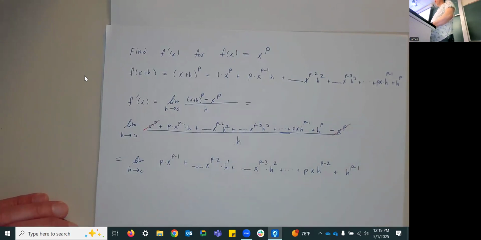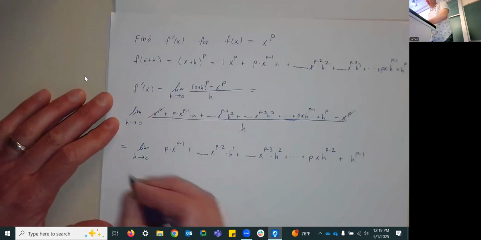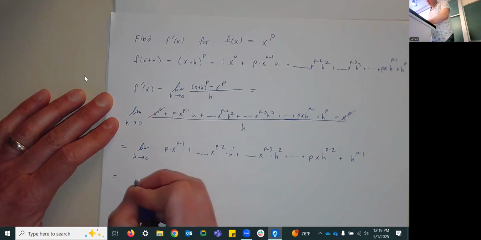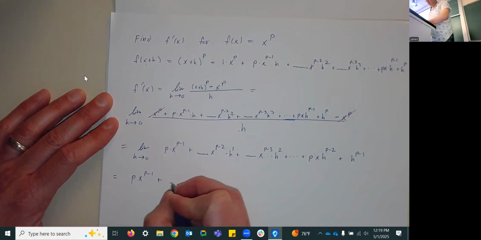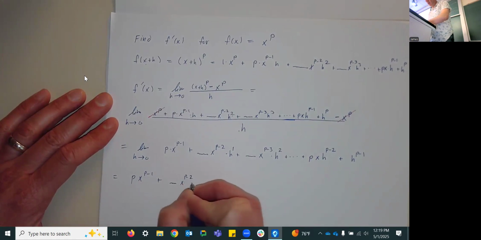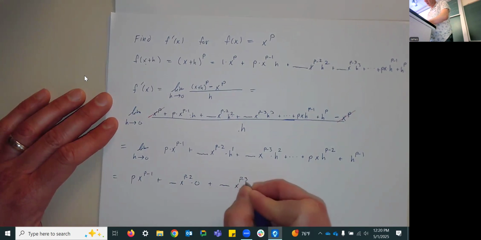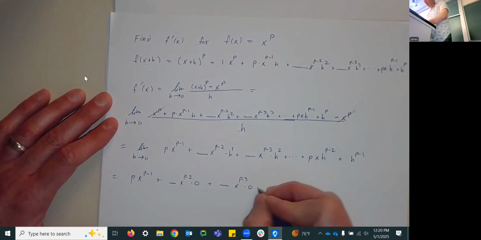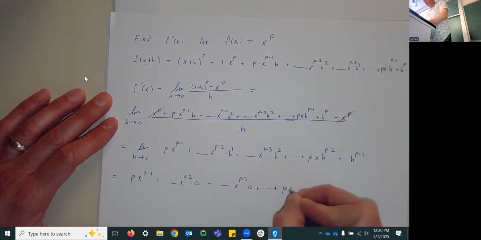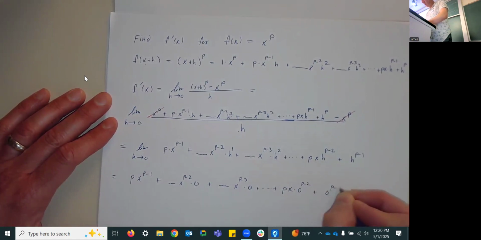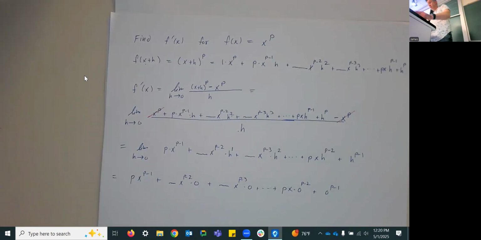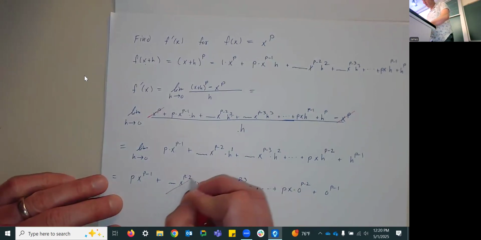And now we're in this position where we can plug in 0 for all of the h's. So we can rewrite this as p times x to the p minus 1 plus something times x to the p minus 2 times 0 plus something times x to the p minus 3 times 0 squared, which is still 0, plus p times x times 0 to the p minus 2 plus 0 to the p minus 1. All those things that are multiplied by 0, those become 0.